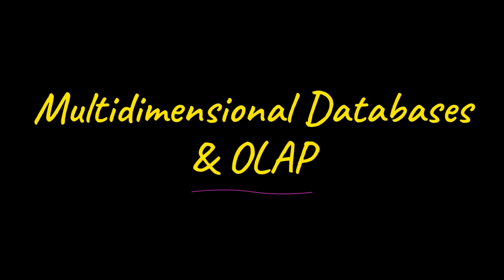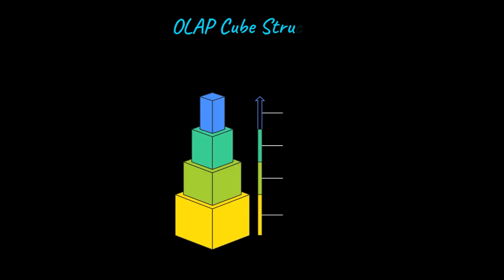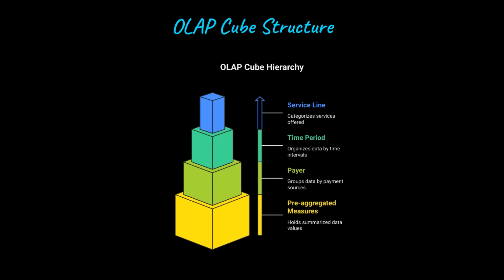Multi-dimensional databases are purpose-built for fast analytical queries across many dimensions at once. Unlike relational databases that assemble data through joins at query time, multi-dimensional databases pre-compute the answers before anyone asks. The core structure is called a cube. Each axis of the cube represents a dimension, such as service line, time period, or payer, and each cell holds a value that has already been calculated and indexed.